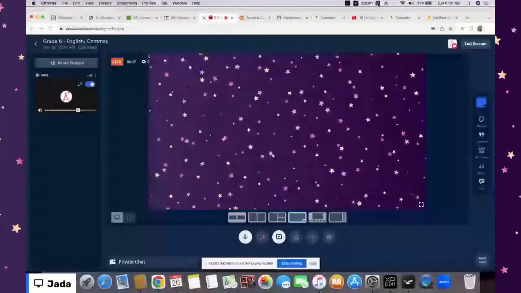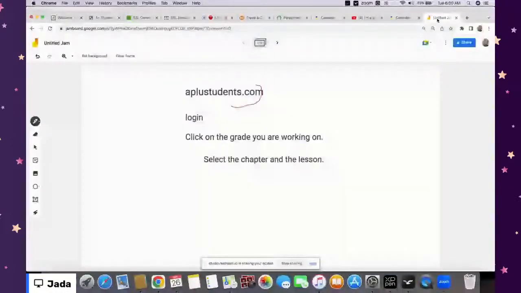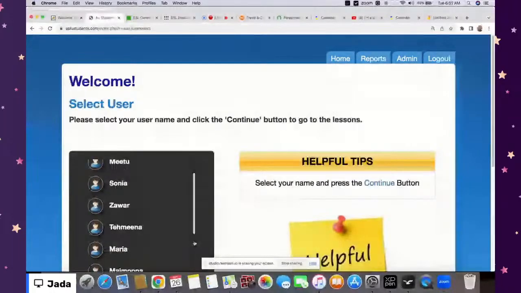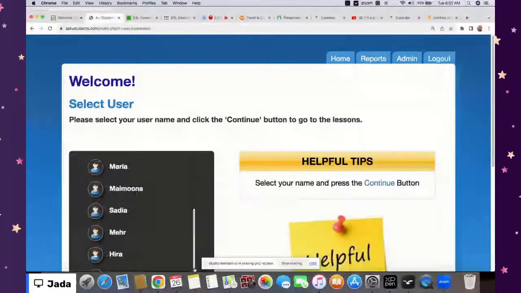Today we'll be having commas. Okay, so first off, you just need to log in using the aplosstudent.com. Alright, and then you click on your name. Just find your name here. Scroll down to where you have your name.